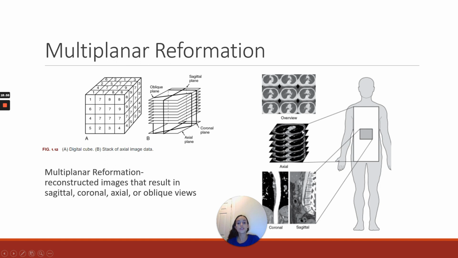The true image is your axial slice. The coronal and sagittal views are actually reformations. That's why they're never as crisp as your axial slices are.